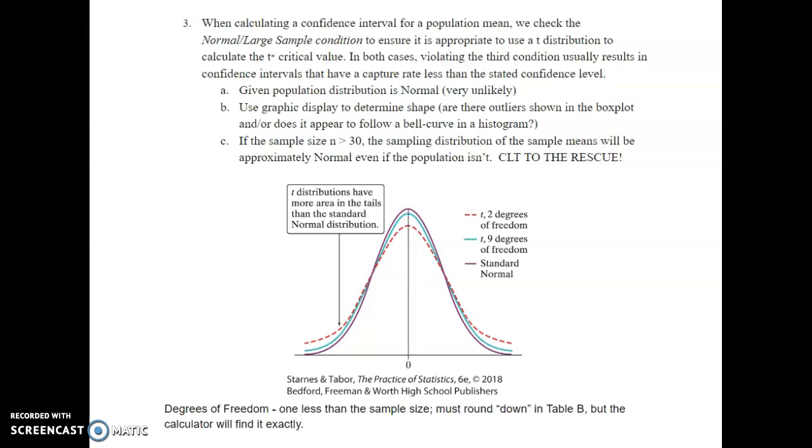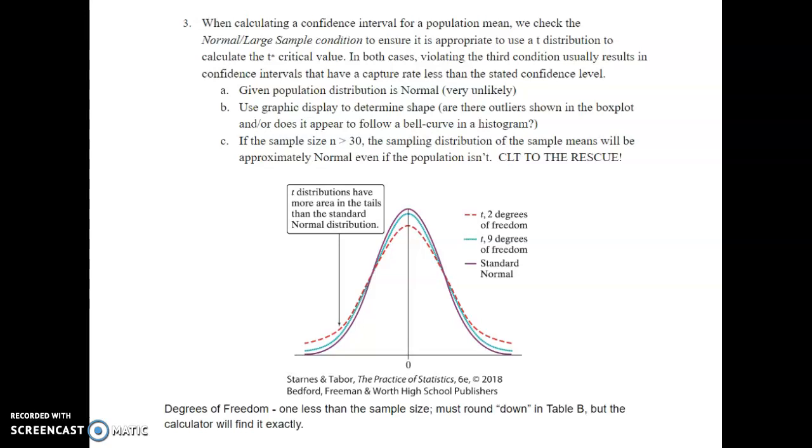So are there outliers shown in the box plot? That's the best one since the calculator automatically checks that 1.5 IQR rule for us. And then does it appear to follow a bell curve in a histogram? So again, not every bell curve is a normal curve. It has to specifically have those proportions under the 1, 2, and 3 standard deviations. That's 68, 95, 99.7.